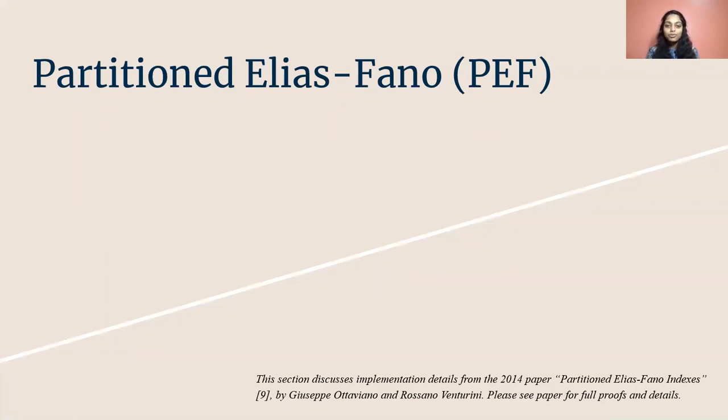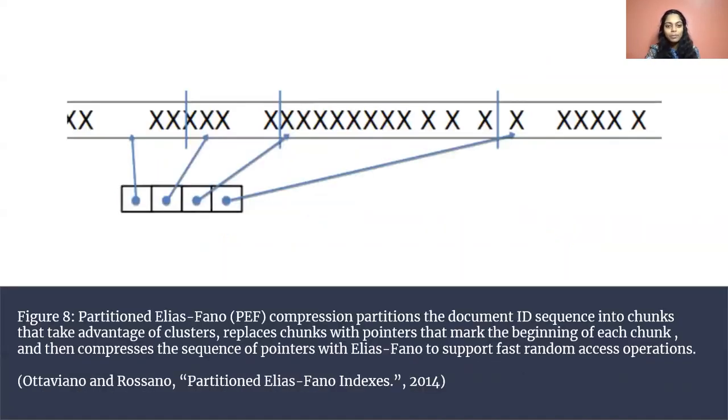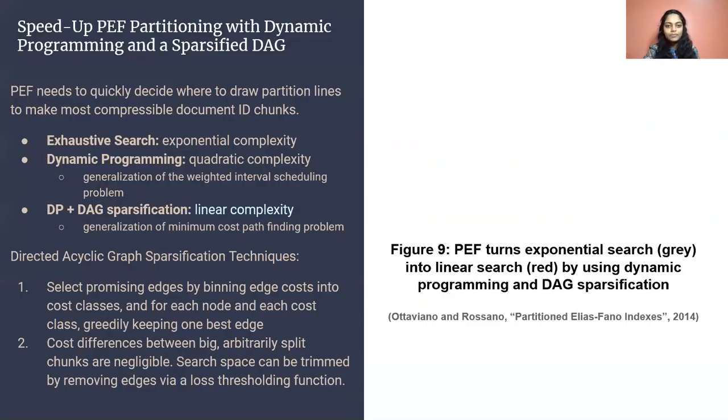Partitioned Elias-Fano is an improvement on Elias-Fano that takes advantage of naturally occurring, highly compressible clusters of document IDs. So normally, when a crawler follows page links to find new documents, it forms these natural clusters of consecutive document IDs because linked documents frequently use the same vocabulary. Consecutive sequences are way more compressible than random numbers. Partitioned Elias-Fano breaks the sequences into chunks, stores pointers to the start and end of chunks, and compresses the pointers with Elias-Fano. This lets it get double the compression while keeping the same lookup speed.